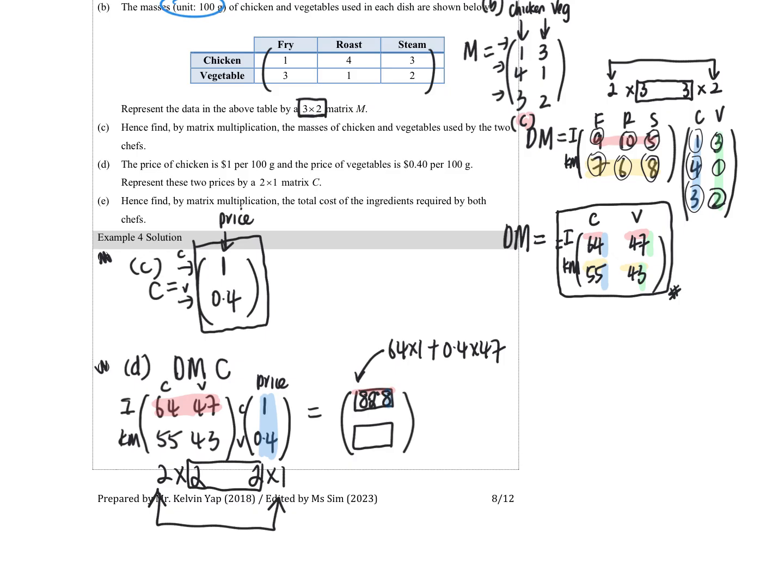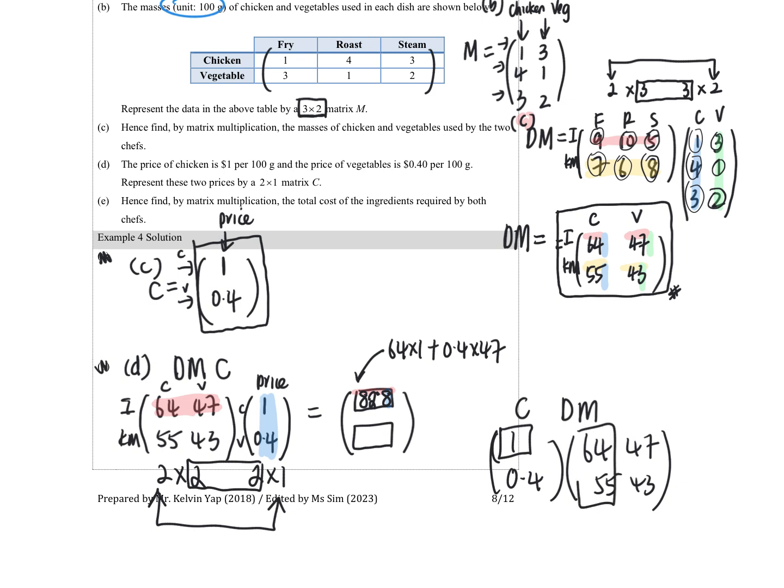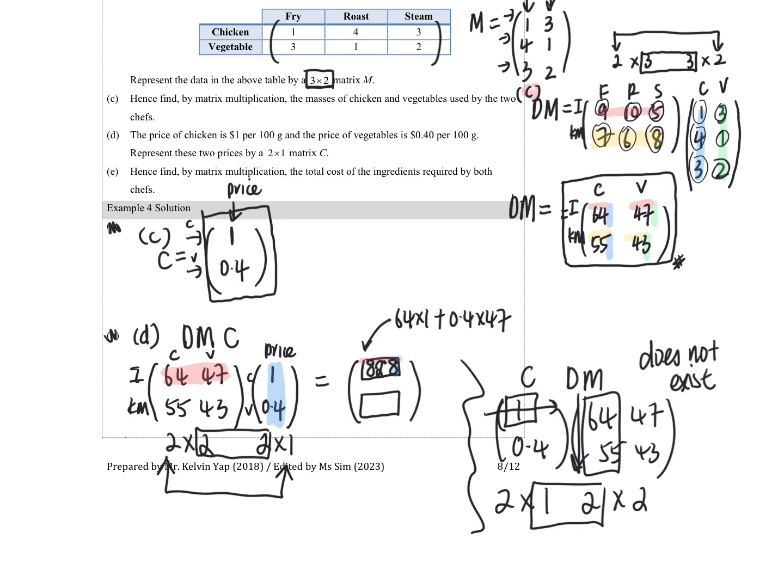Why I cannot do... Okay, if you do C, then followed by DM, right? Then this is 104. This is 64, 47, 55, 43. Your row only 1. Your column got 2. Cannot even multiply. How do you do this? Multiply by this. Not enough entries. This is a 2 by 1. This is a 2 by 2. This one doesn't match. Does not exist. Okay, so you can try both, pick the one that works.